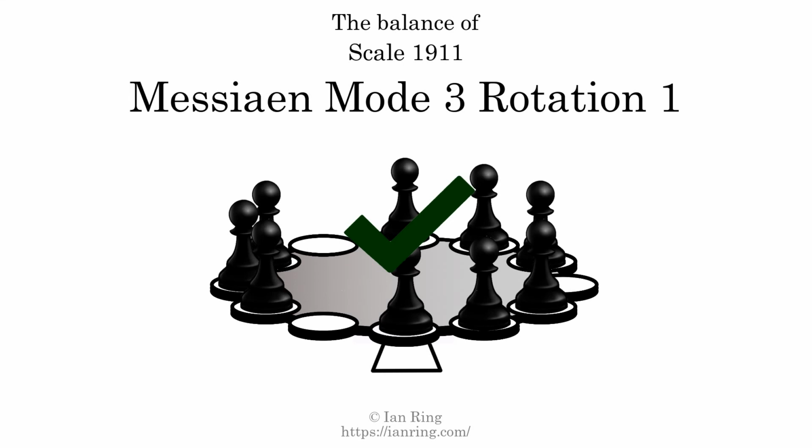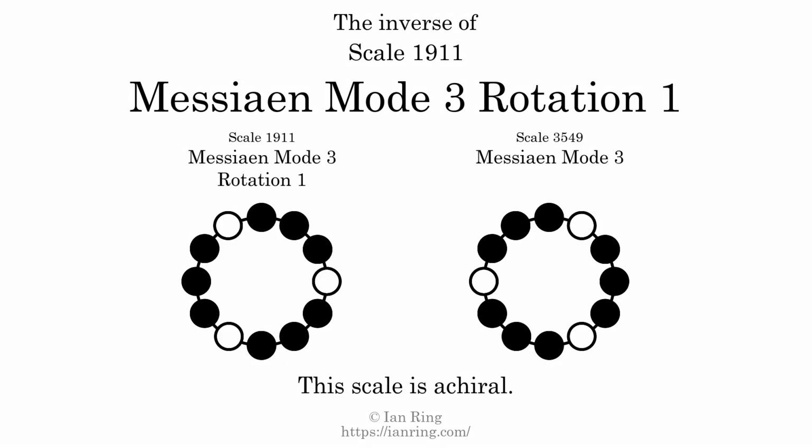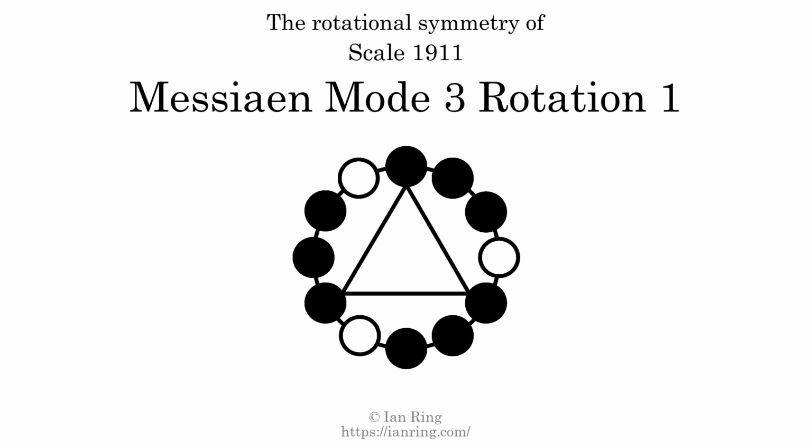This scale is balanced. The inverse of a scale is a mirror image. It is what you get when the sequence of intervals is reversed. The inverse of this scale is scale 3549, also known as Messiaen Mode 3. This scale is achiral, since it can transform into its own reflection by a rotational transformation. This scale has rotational symmetry at 4 semitones.